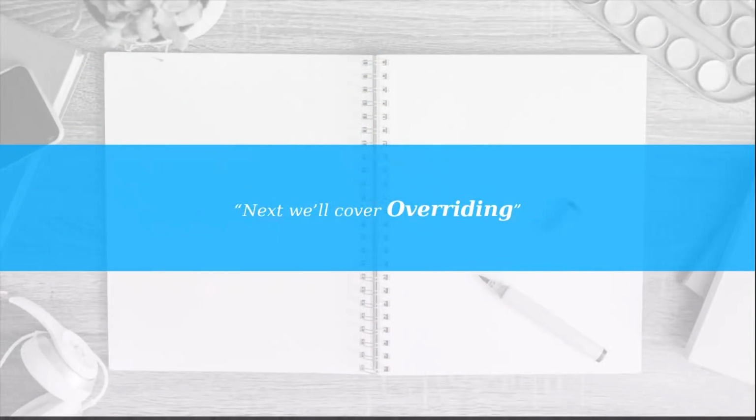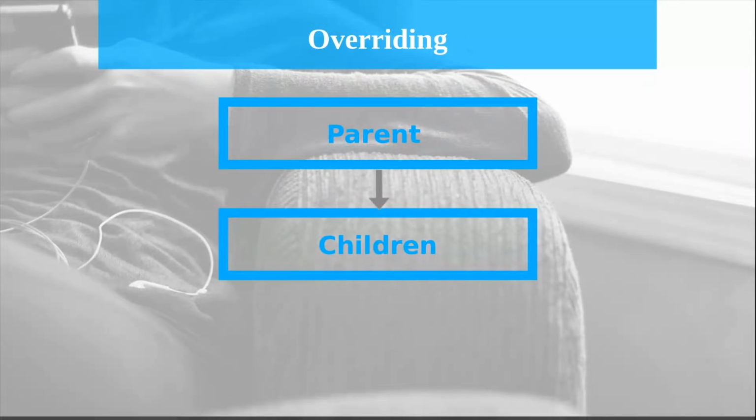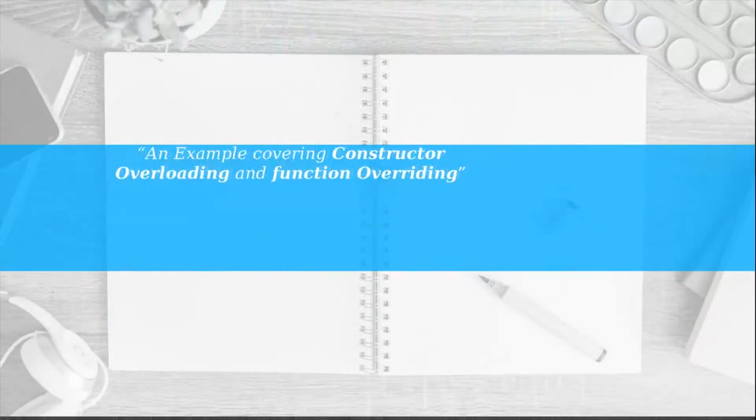Now next we'll come to overriding. Here in overriding, consider a parent. The parent class has got certain features, and the child classes will have the same features of the parent class. At the same time, we can add certain features into it. So this is what is overriding. So parent class functions can be overridden in the child class. That is what we are going to see here. Now I'll give you an example which is covering constructor overloading and function overriding. So I think I'll be able to give you a small idea about what is overloading and overriding through this example.